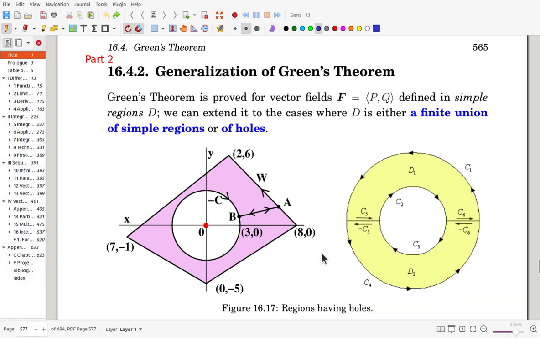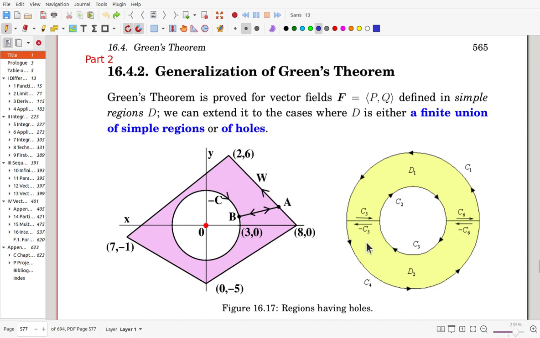Look at the figure. It shows two images, two regions having a hole each. For these regions, we may cut the region, or we may cut twice, here and here. Then we can separate the region into D1 and D2, two subregions.